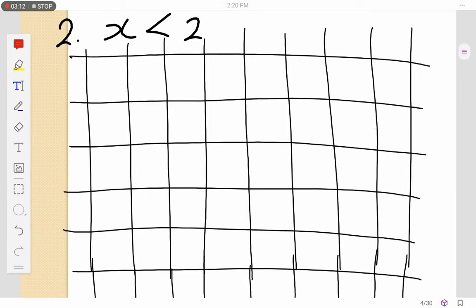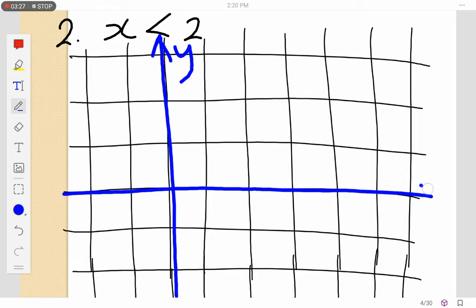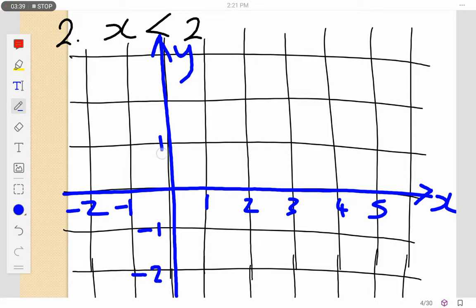Okay, then let's have another example. I've got x is greater than 2. So I'll draw my y-axis and my x-axis. So I'm going to take it a little bit on the left because I want x is 2 there. So this is my y. And I can take my x there. This is my x. I'm going to label minus 1, minus 2, 1, 2, 3, 4, 5 on the x-axis, minus 1, minus 2 on the y-axis, 1, 2.